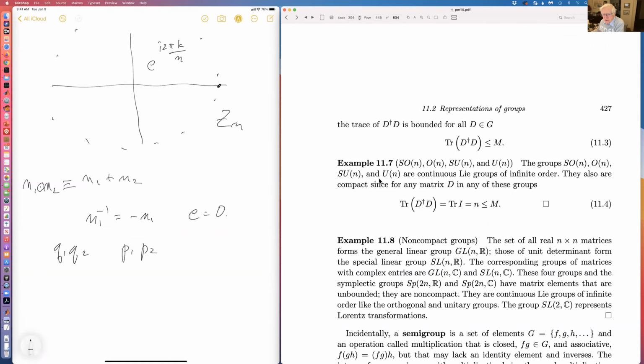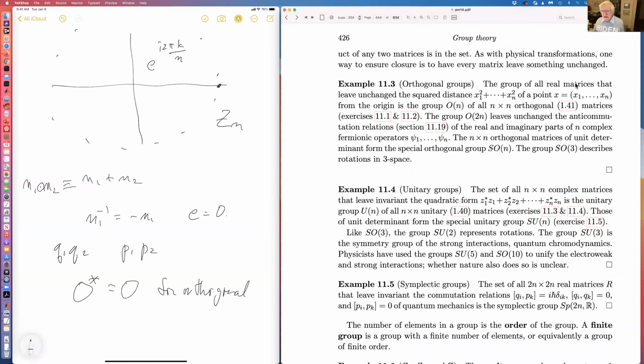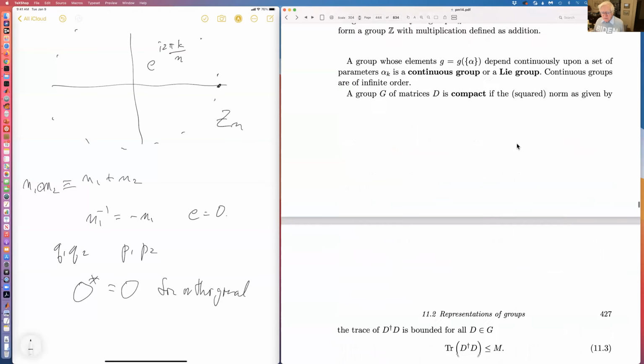In the case of the orthogonal groups, you don't need the complex conjugation because the orthogonal matrices are real, and maybe I should have said that. O star equals O for the orthogonal groups. I think, I hope I said that. Let me just make sure I said that. Yeah, real matrices, so you don't need complex conjugation.